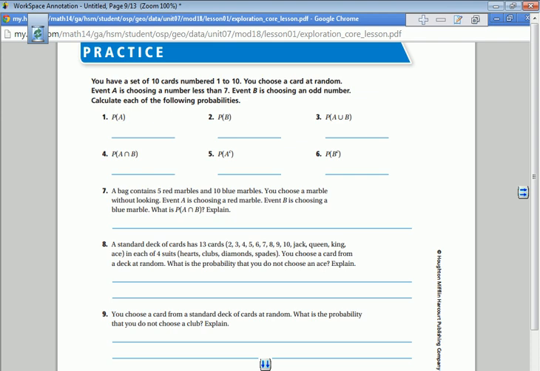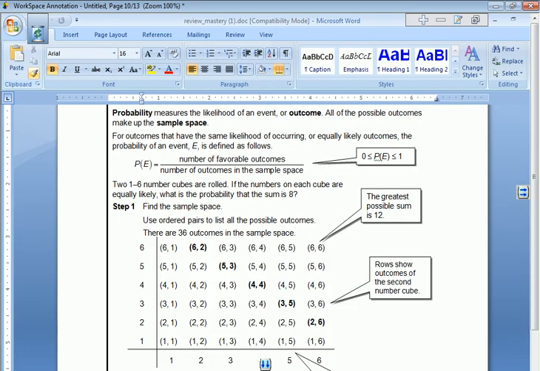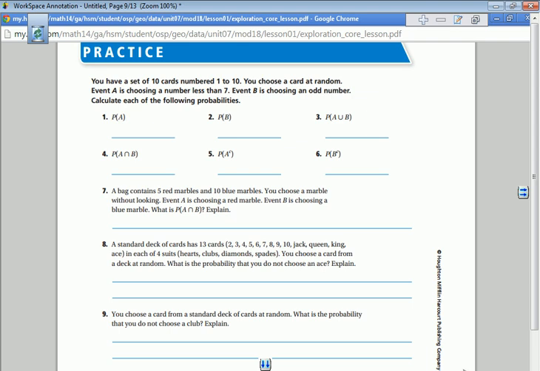Okay, is this the one y'all have? Is this in your workbook? Yes. 14, and that's not the one.